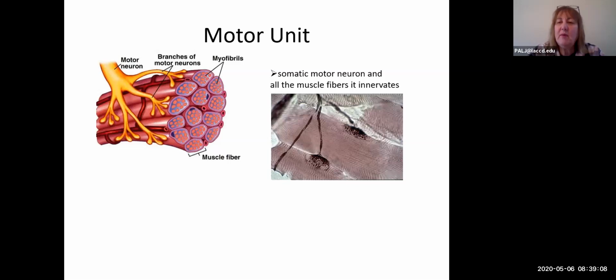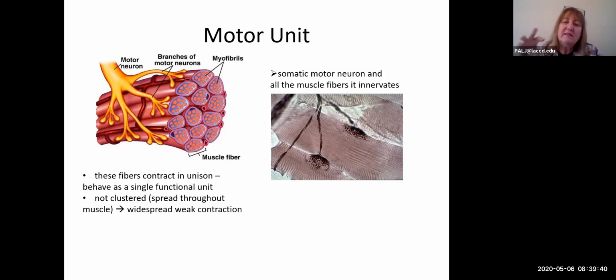So we talk about something called the motor unit. And what a motor unit is, it's the motor neuron plus all the muscle fibers, all the muscle cells that one motor neuron innervates. So if that axon comes down and branches into 10 axon terminals versus 100 or 1,000 axon terminals, you can see how large the motor units can become.